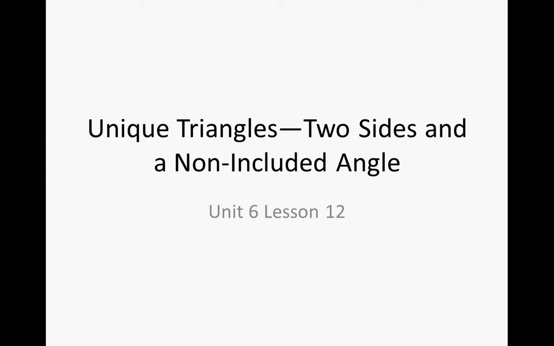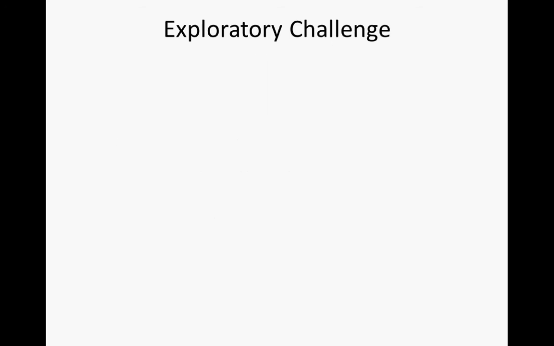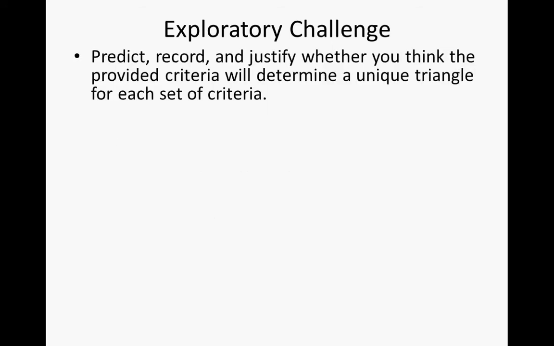Alright, here we are, Lesson 12, Unique Triangles, which include two sides and a non-included angle. So the materials you'll need for this lesson are a compass, a protractor, a ruler, and blank paper. For the exploratory challenge, predict, record, and justify whether you think the provided criteria will determine a unique triangle for each set of criteria.